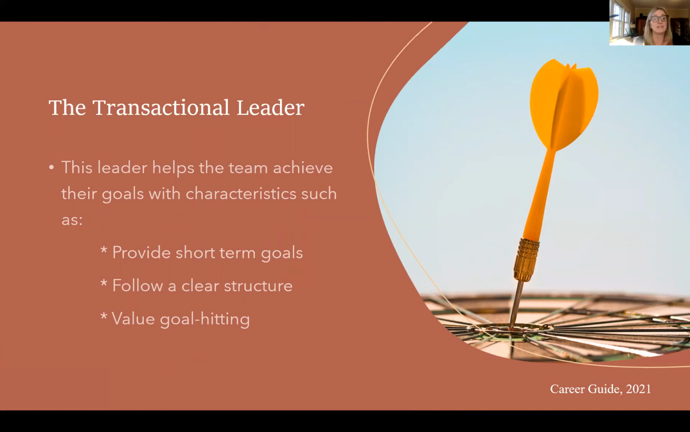The transactional leader can help the team achieve their goals with characteristics like providing short-term goals, following a clear structure, and valuing goal hitting.